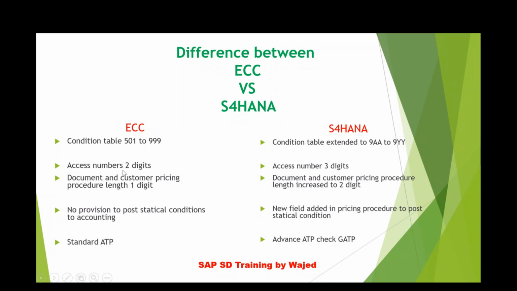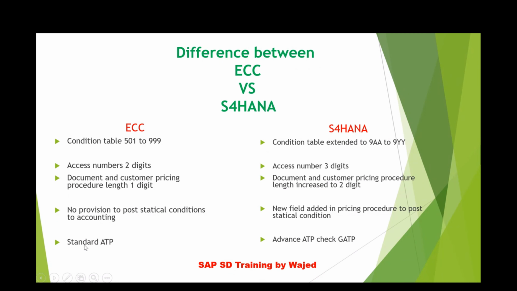Here in ECC, access numbers were 2 digits, whereas in S4HANA we have 3 digits. The document and customer pricing procedure length is 1 digit here, increased to 2 digits. In ECC there is no provision to post statistical conditions to accounting, whereas in S4HANA we have new fields added in the pricing procedure to post statistical conditions.